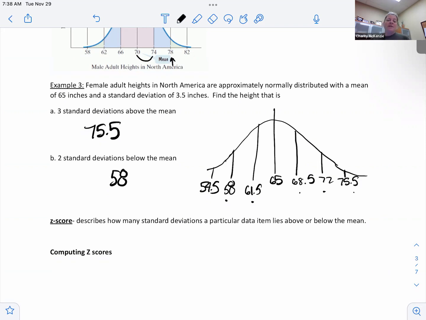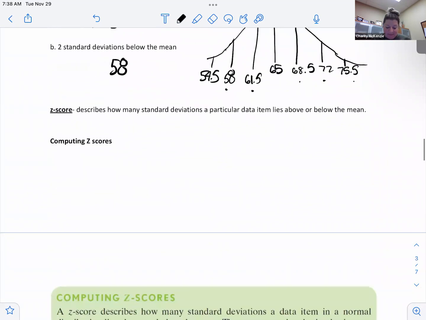Okay, so along the same lines is something called a Z-score. What this does is it describes how many standard deviations away a data item is. So what if my height is right at 62.2? You don't know the exact. The z-score is a way to find that.